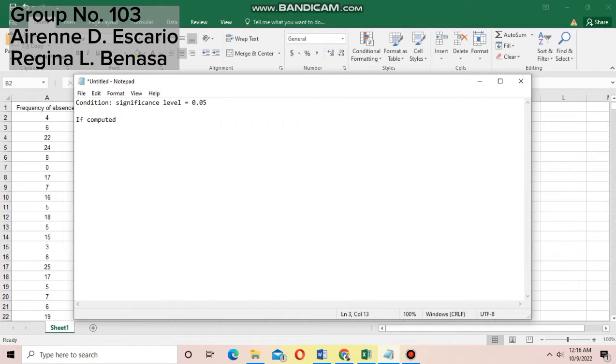If the computed probability value is greater than 0.05, the data is normally distributed. However, if the computed p-value is less than 0.05, then the data is not normally distributed.